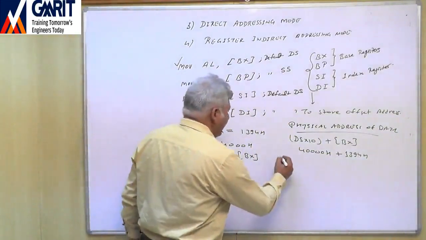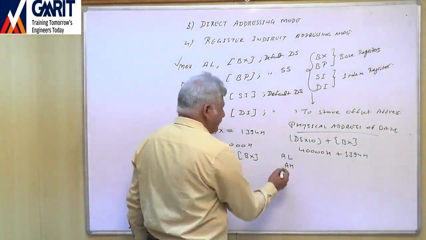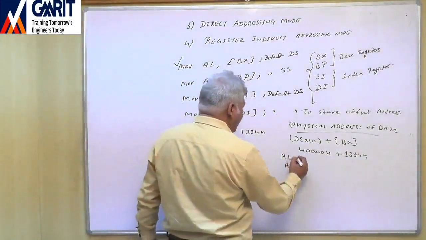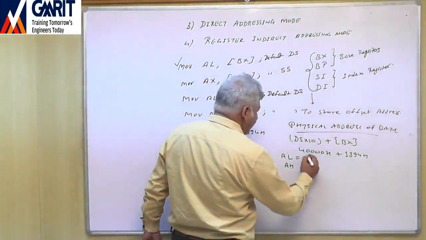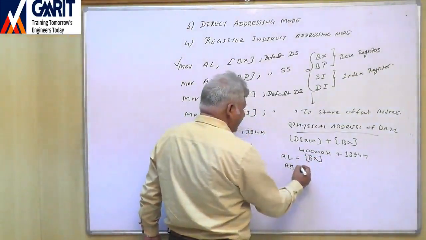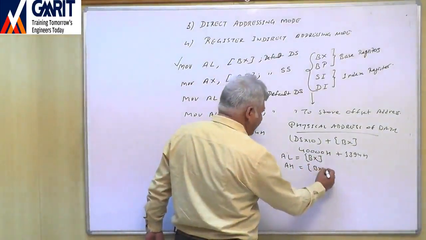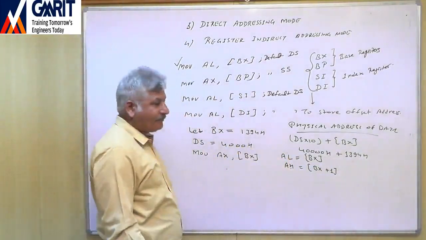So for AX we have AL and AH: the lower 8-bit register AL and the higher 8-bit register AH. In AL, data will be moved from the offset BX, and in AH, data will be moved from the offset BX plus 1.